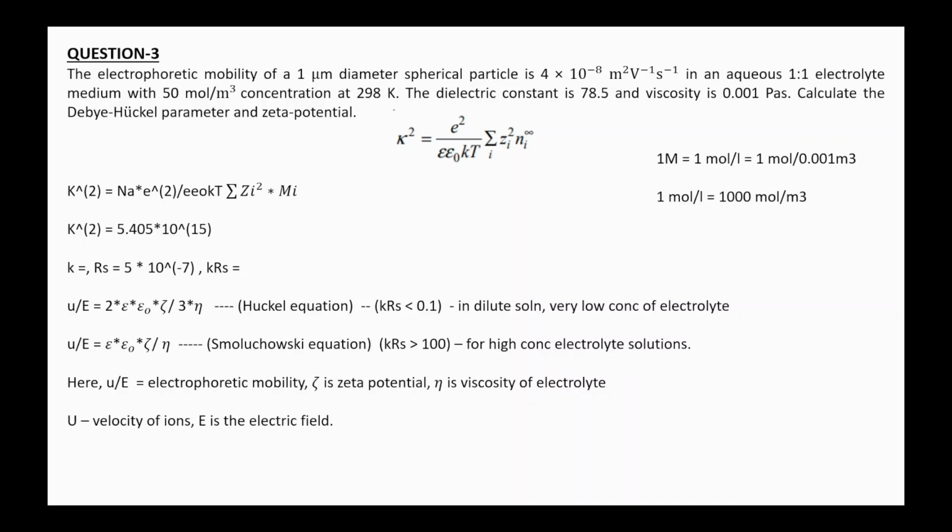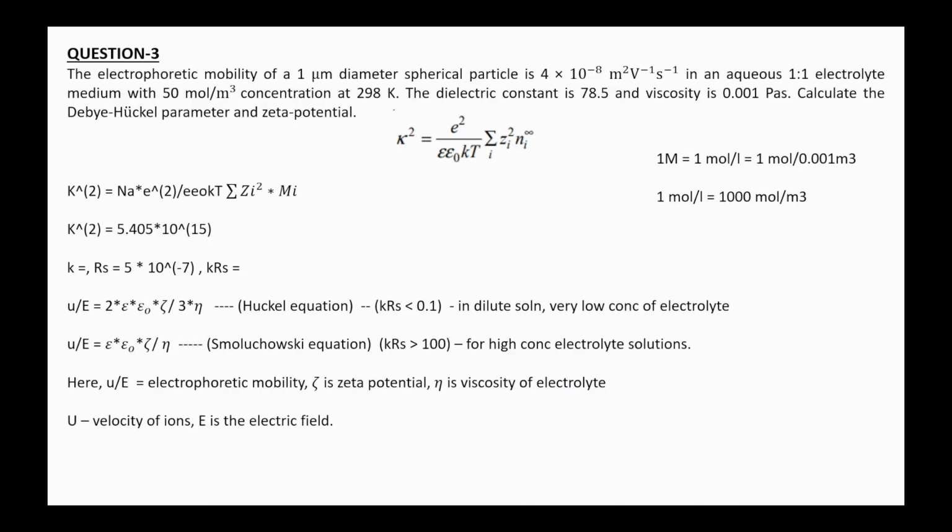So here in case of the electrophoretic mobility, your U is nothing but the velocity of the ions and E is the electric field that is applied. So once you calculate the value of kappa and then calculate the product of kappa times rs, you will be able to calculate what is the zeta potential. So your dielectric constant is already given as 78.5. Viscosity is already given. And U by E, that is your electrophoretic mobility.